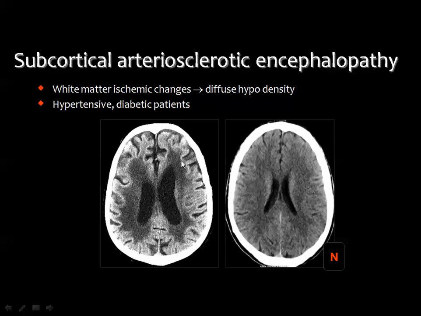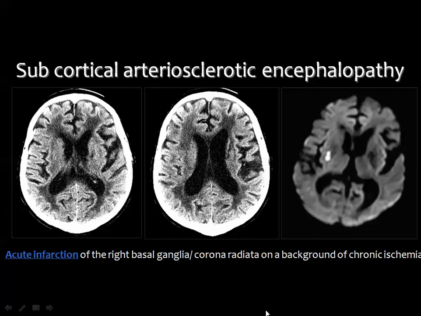But if you look at the white matter here, it is more hypodense compared to the normal appearance of the white matter. And at that time, we said that this is an indication of this disease, which is known as subcortical arteriosclerotic leukoencephalopathy, meaning that there is diffuse white matter ischemic changes which are related to the patient age, the presence of hypertension, and the presence of diabetes.